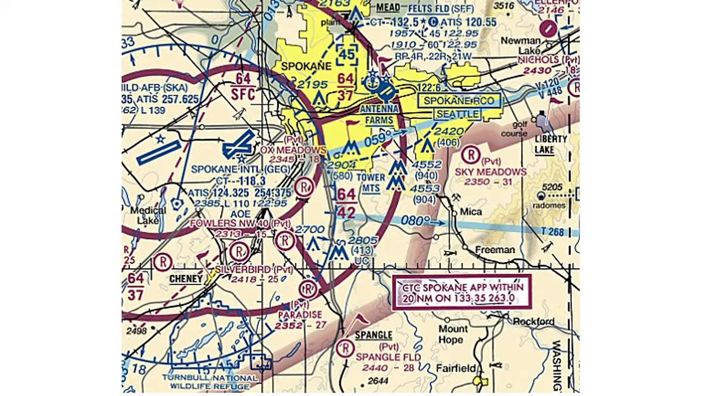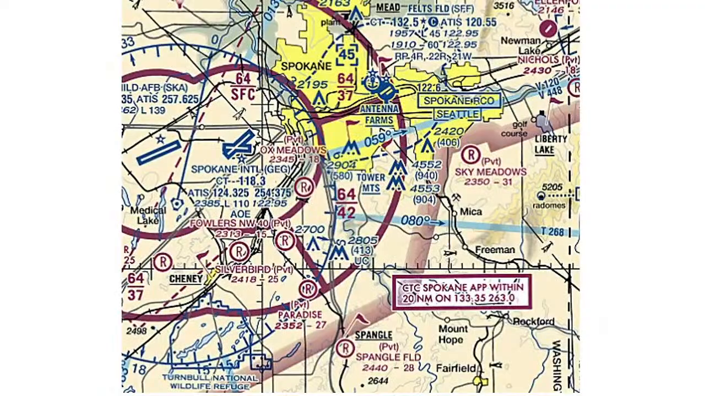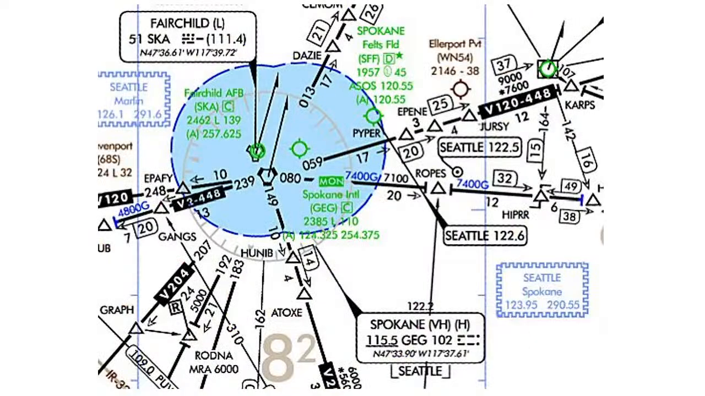So Spokane. All right. That little box that says Spokane approach within 20 nautical miles. You call approach because you're going towards Spokane. If you want to get flight following out in that area, you call Spokane approach. Say, hey, I'm here. I would like flight following. That is a valid frequency to do that with. Interestingly, Spokane approach isn't on the low altitude chart.